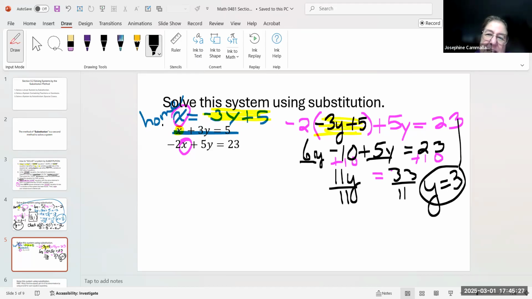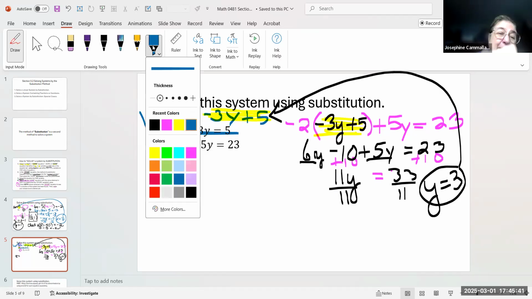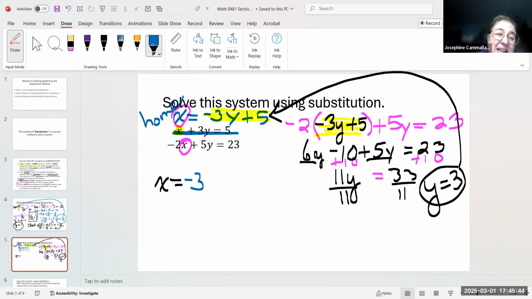Well, you need to return to your home equation, because now we need to find x. And this will give me negative 3 times 3 plus 5. Well, x is negative 9 plus 5, which is going to give me negative 4.